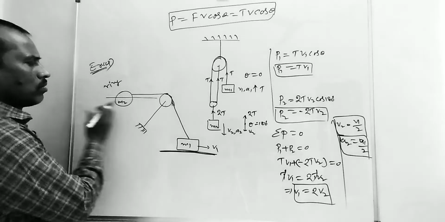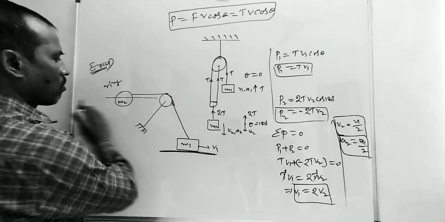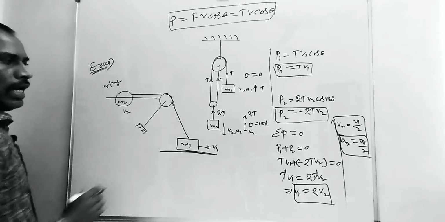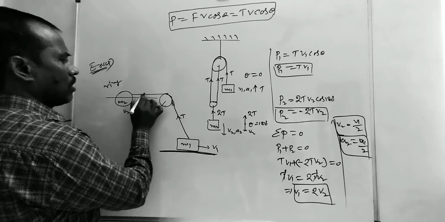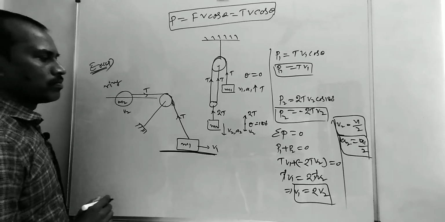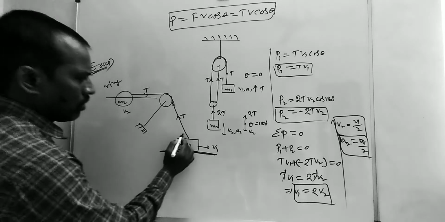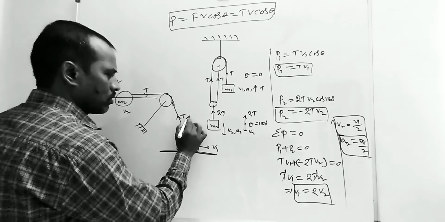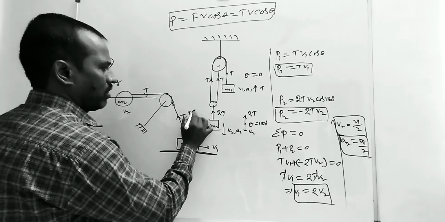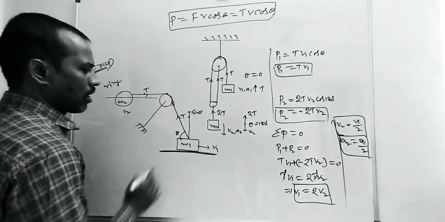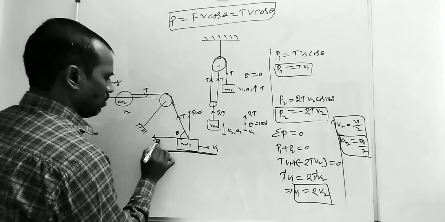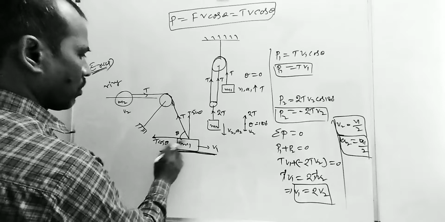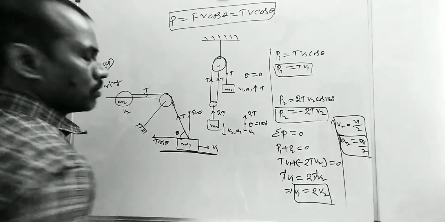This ring is moving in the forward direction with velocity V2. The tension in the string is T, and this also is tension in the string T. Now this T divides into two components. One is T sin theta, this is the angle theta, and the other is T cos theta. Here theta is the angle between the block and this string.